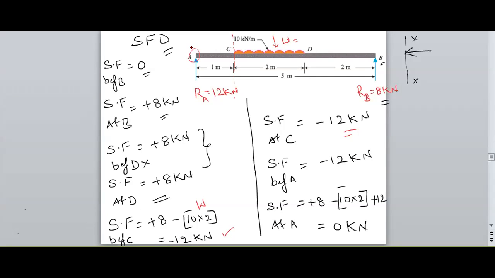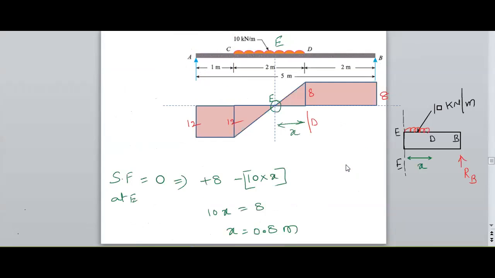And the last point is A. So before A, the same value, since the section is before A, the same value on the right hand side of my section. Therefore, minus 12 kilonewtons. At A, a positive 12 kilonewtons upward force is applied here. Therefore, the net is 0 shear force.